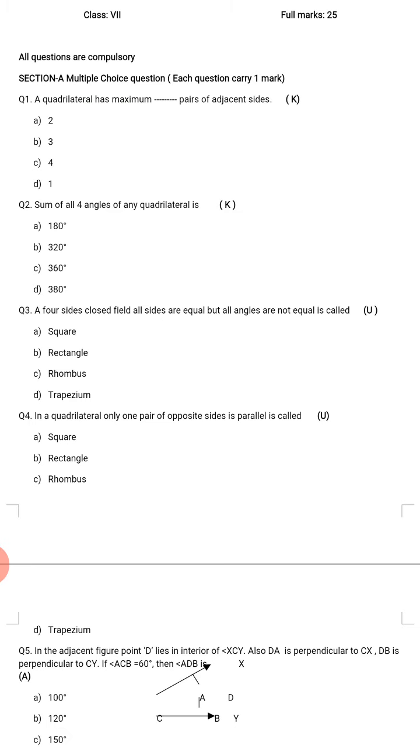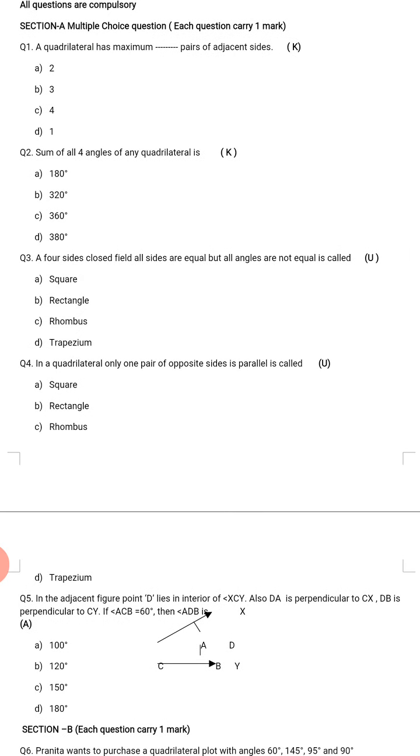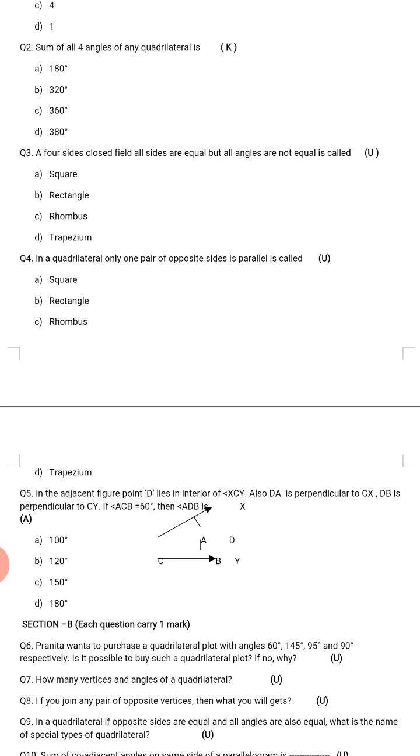Now the next question is, a quadrilateral in which only one pair of opposite sides is parallel is called dash. Only one pair, not both pairs. Only one pair of its opposite sides is parallel. The student knows the definition of these types of quadrilateral, so they will identify which type it is. So this question goes to understand.